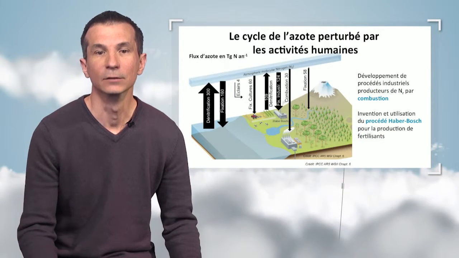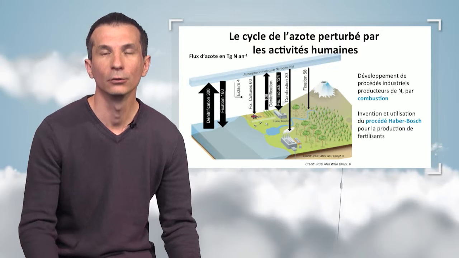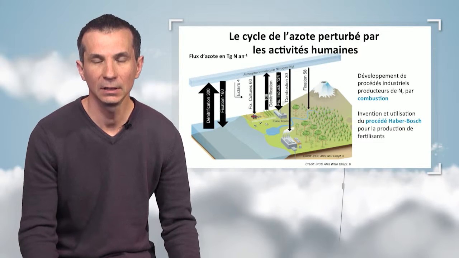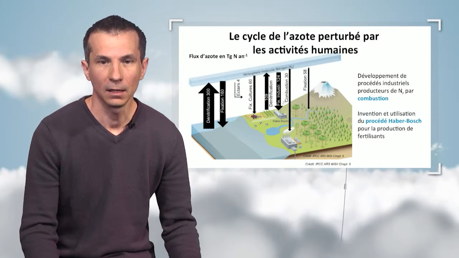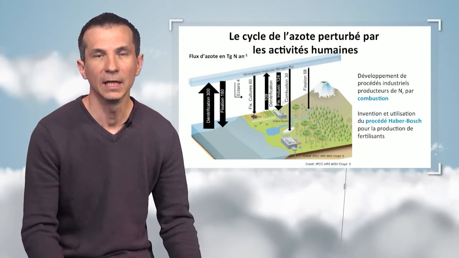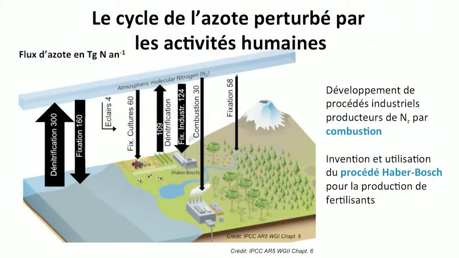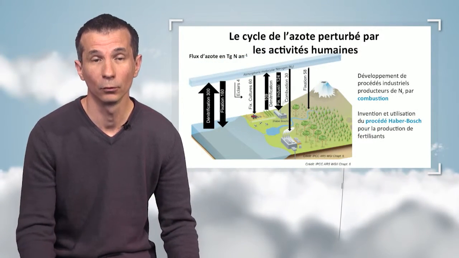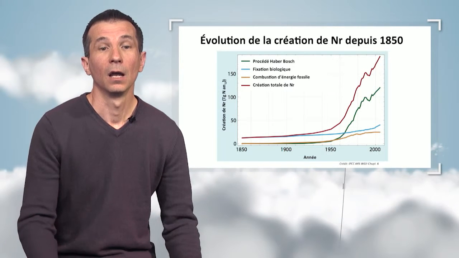For more than a century, two more sources have added themselves to the historical sources: combustion of fossil fuels due to industrial processes, and another source, the use of the Haber-Bosch process, which is a process to manufacture nitrogen-based fertilizers. This process was invented in the early 20th century, and it is essential because a large part of the development of modern agriculture is based on the invention and the development of this process.